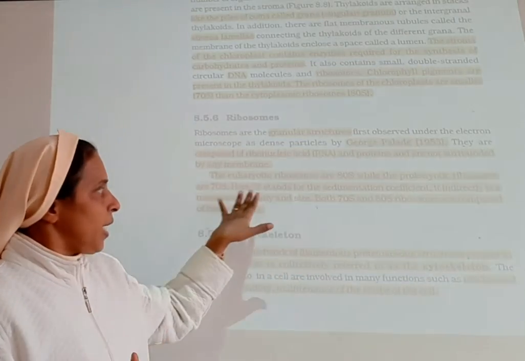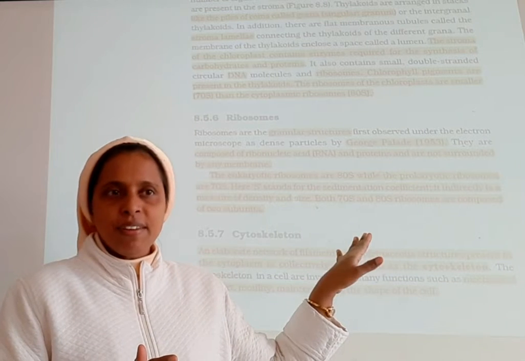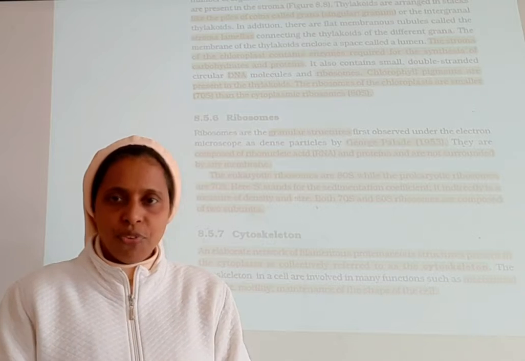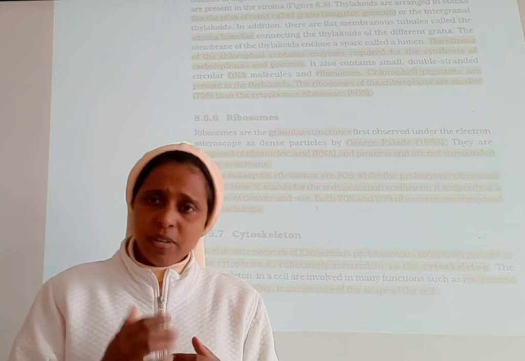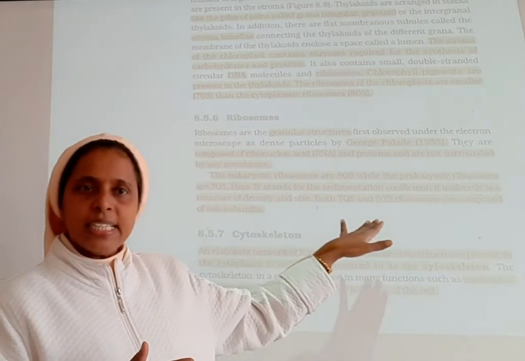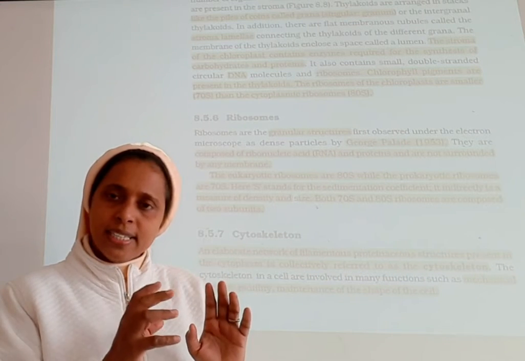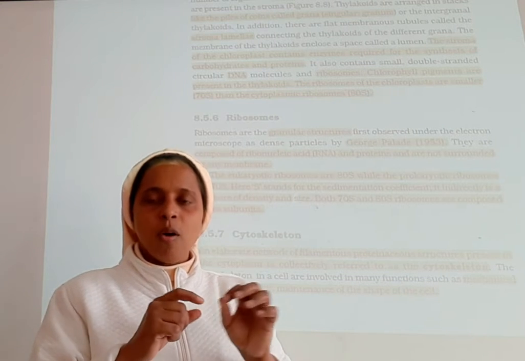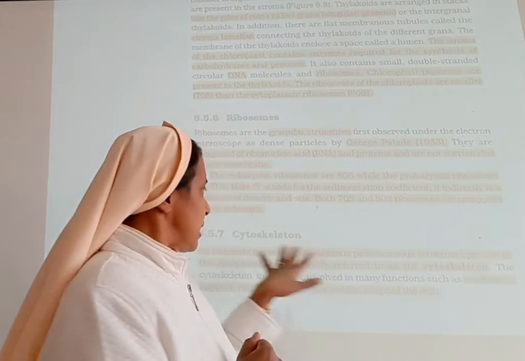The eukaryotic ribosomes are 80S, while the prokaryotic ribosomes are 70S. What does this S stand for? That is the sedimentation coefficient. What is sedimentation coefficient here? That is the indirect measurement of the density as well as the size. Both 70S as well as 80S ribosomes are composed of two subunits, and they are bound by magnesium in between.